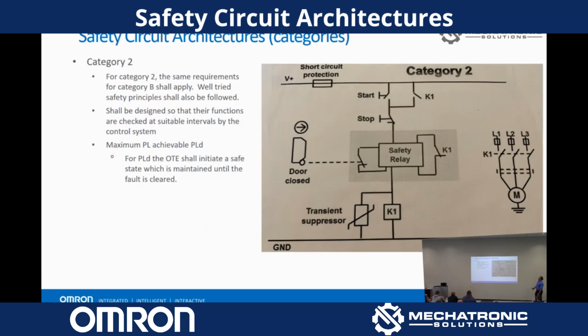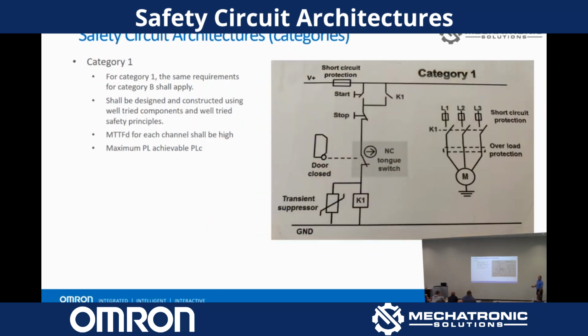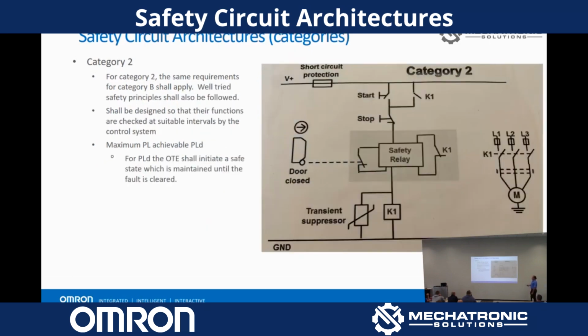So this guy is single channel. We talk single channel with monitoring. Okay. Medium risk.